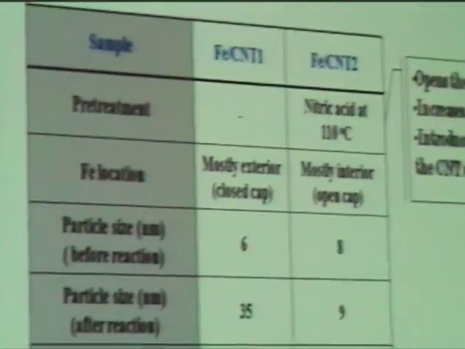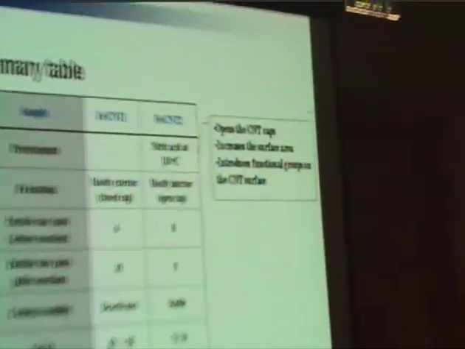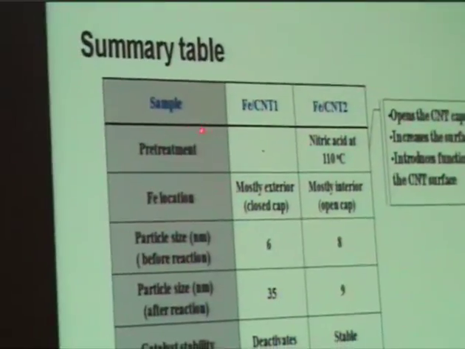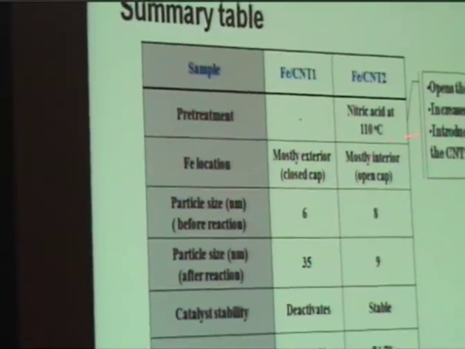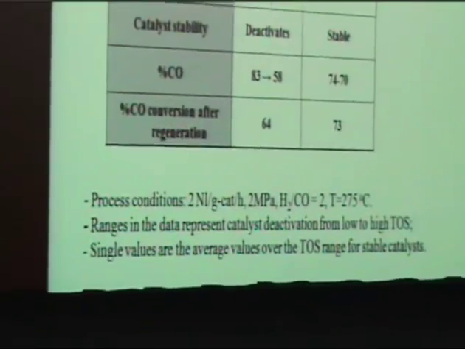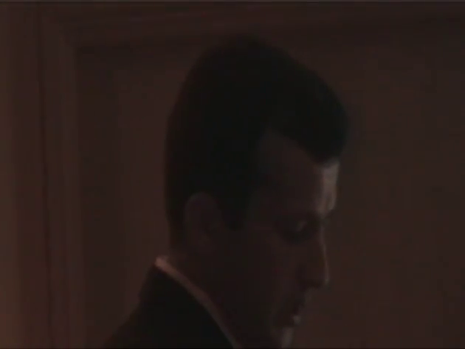So this is my summary table. We can see that acid treatment can open the CNT caps, increase the BET surface area, and introduce functional groups on the surface of the nanotubes.